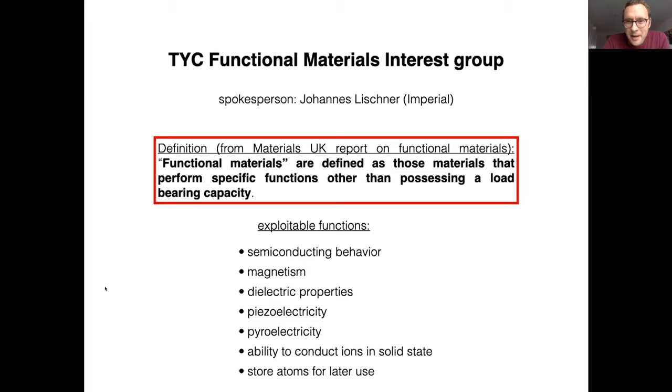It says functional materials are defined as those materials that perform specific functions other than possessing a load-bearing capacity. So essentially the definition is a negative one. Functional materials are potentially all materials that are not structural materials. So let's try to see what functions functional materials could have. Those include, for example, semiconducting behavior, magnetism, dielectric properties, piezoelectricity, pyroelectricity, the ability to conduct ions in the solid state, or the ability to store atoms for later use. All of these are in this broad class of functional materials.